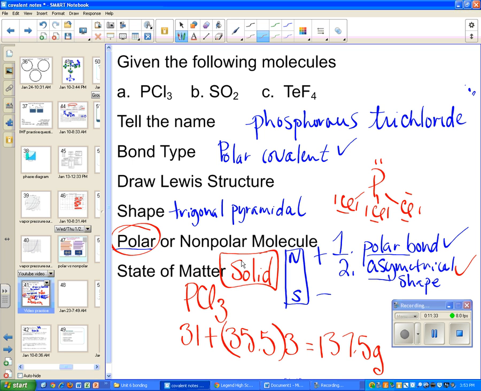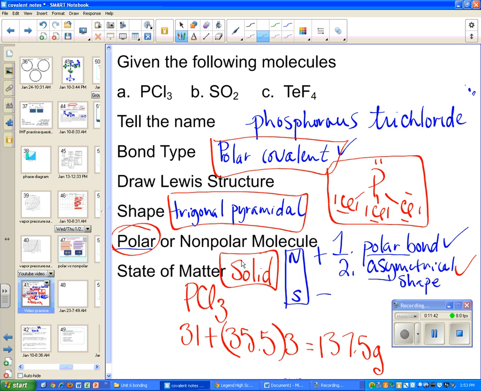I know it's a polar molecule, has a trigonal pyramidal shape. I know its Lewis structure. It's a polar covalent bond. And its name is phosphorus trichloride. So a lot of information just by looking at a molecule. I'll do another video later of the other two elements, SO2 and TeF4.